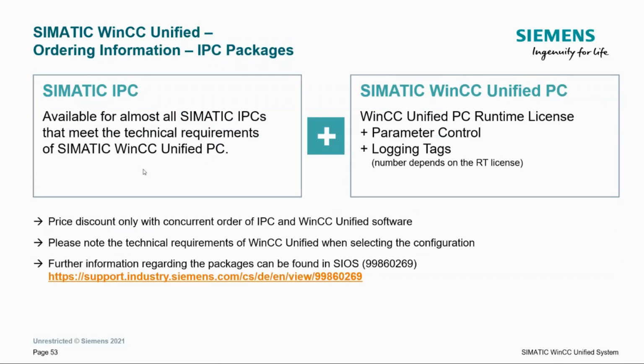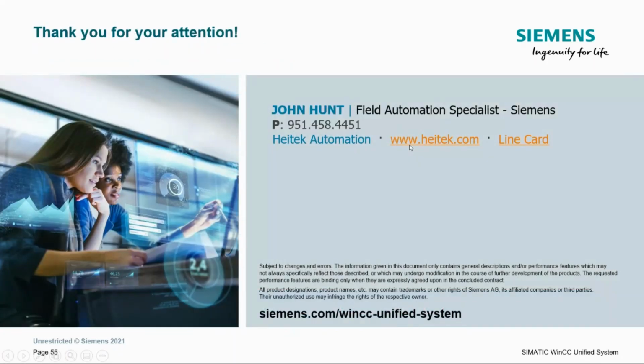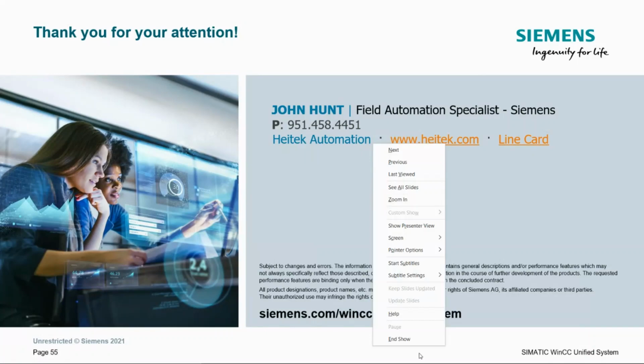And then you can get some IPC packages also, with different runtimes on them, clients, etc. here, and tag logging, and then your part numbers here. It says it cannot be ordered on the 127E, 227, 277. It needs a little bit more horsepower. Okay, that's it right now. If anybody has any questions, then we can move forward.